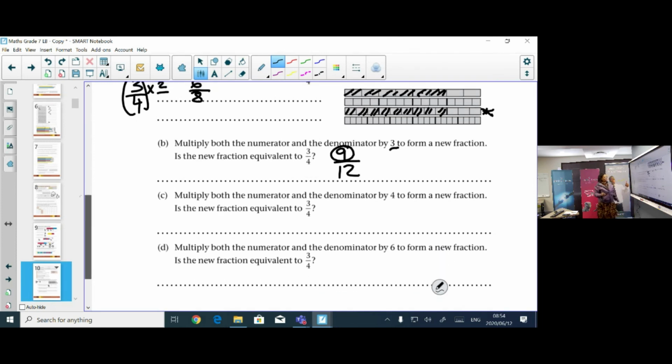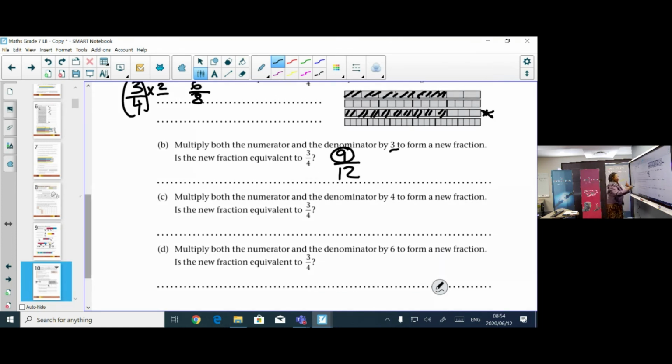Then I'm moving on to multiply by 4. Multiplying by 4, I get 12 and 16. Then I'm checking the one with the 16, it is this one. So I'm shading 12 parts, which is 1, 2, 3, 4, 5, 6, 7, 8, 9, 10, 11, 12.